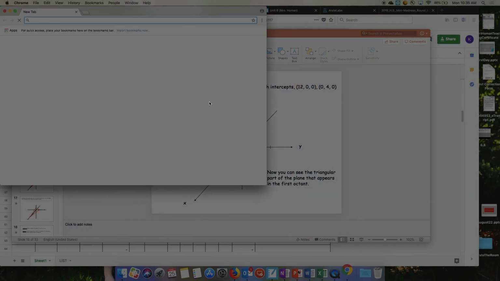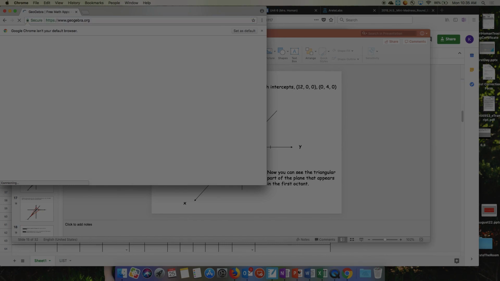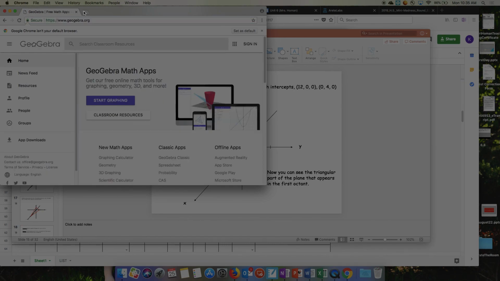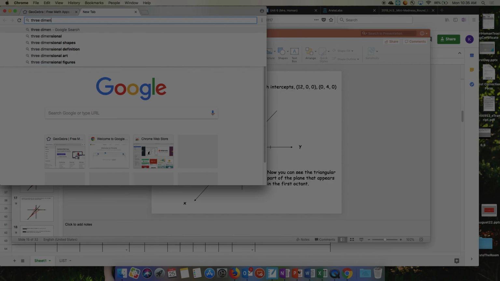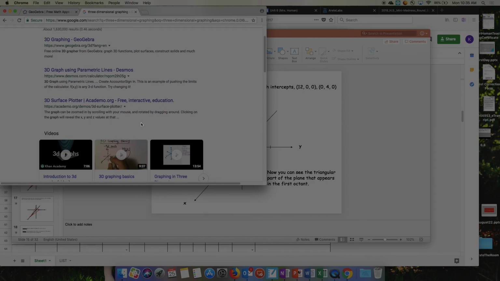Let's see if GeoGebra has 3-dimensional graphing. I think GeoGebra has 3-dimensional graphing. Oh, good. No. Hmm, 3-dimensional graph.